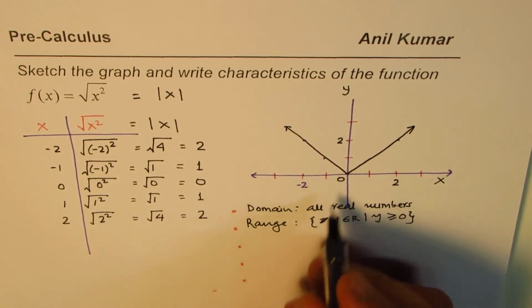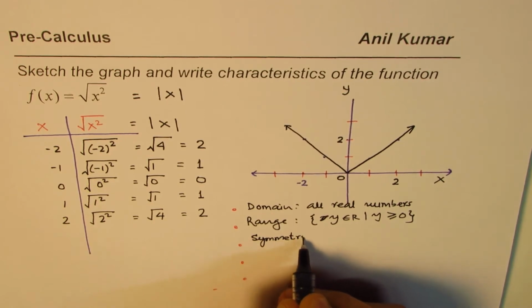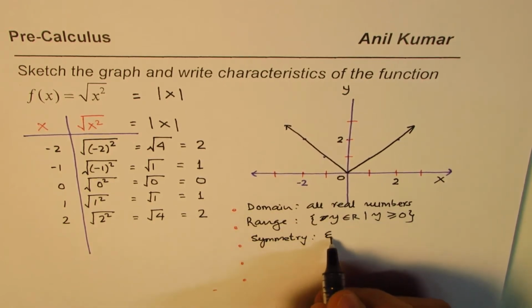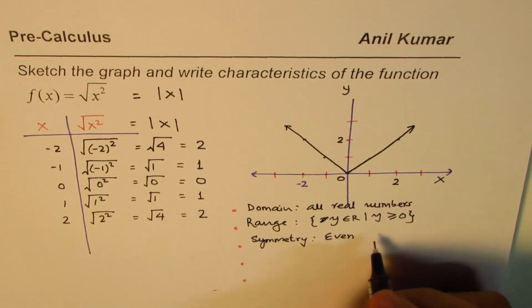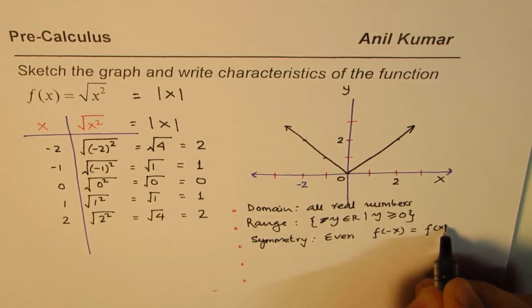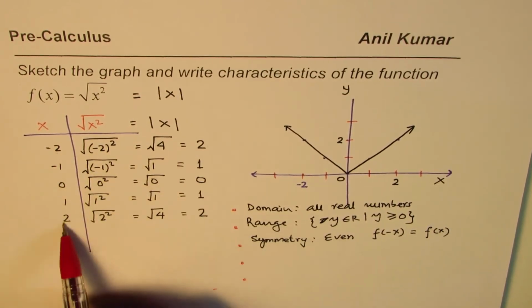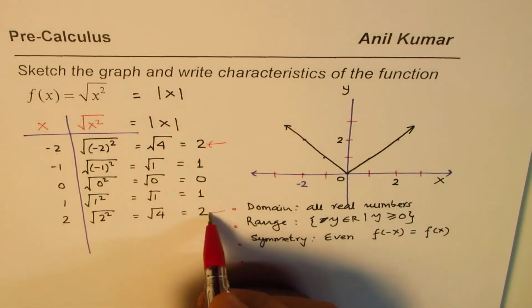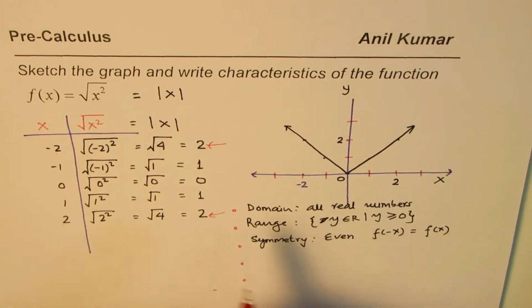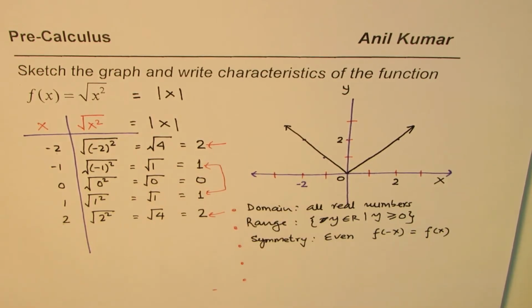And an important characteristic here is symmetry. So what kind of symmetry does it have? It has even symmetry, since f of -x is equal to f of x. That is to say, f of -2 is 2 and f of 2 is 2. Do you see that similarity, right? So f of -x is f of x. These two values are also equal, right? So it is an even symmetric function, right? So it has even symmetry.